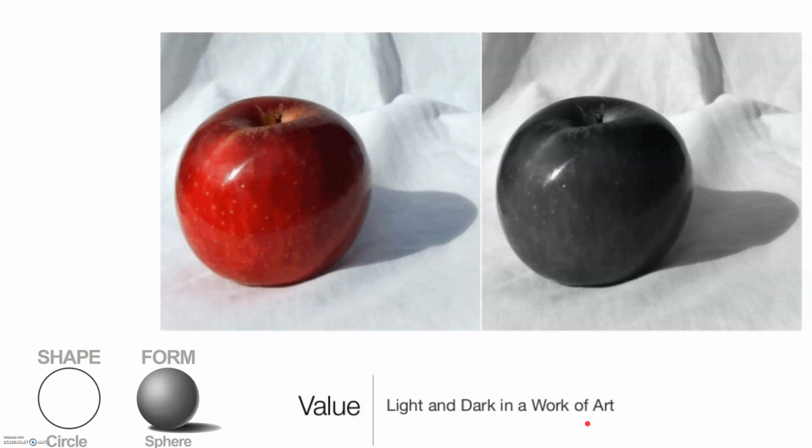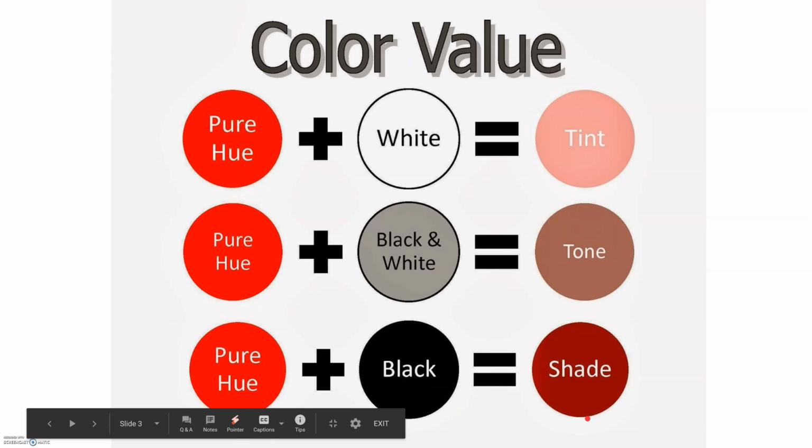And then again, down in that bottom corner, you can see where we talked about shapes were just flat like a circle, but a form is where we needed to show some of this value, and then it becomes a sphere. So looking at that in art.